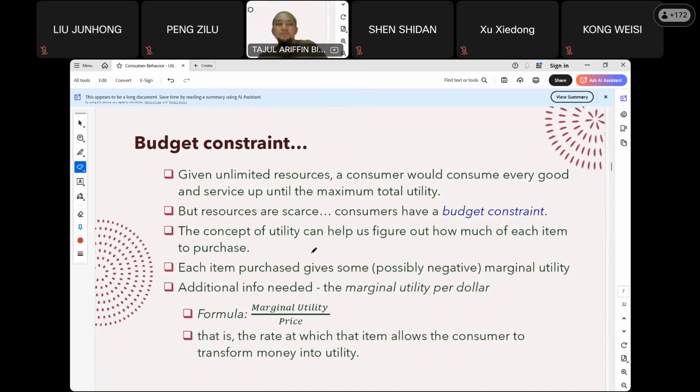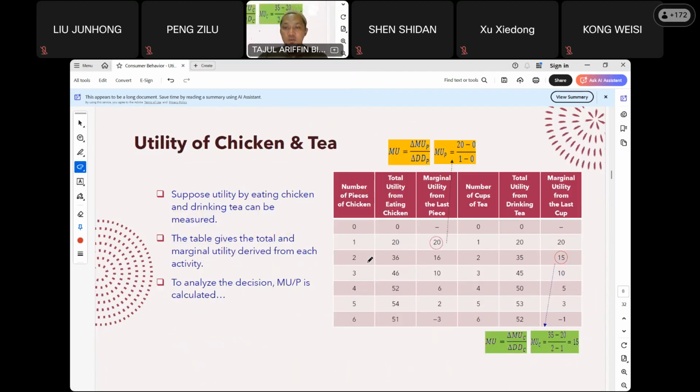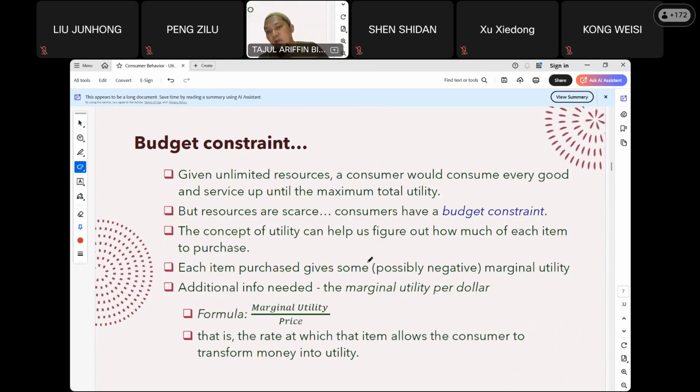All right. Budget constraint, as we have mentioned earlier, is always the thing that limits how many goods and services we can obtain. And therefore, to capture the budget constraint, we always construct this marginal utility over price. So we construct this to help us capture the element of budget constraint in the information.